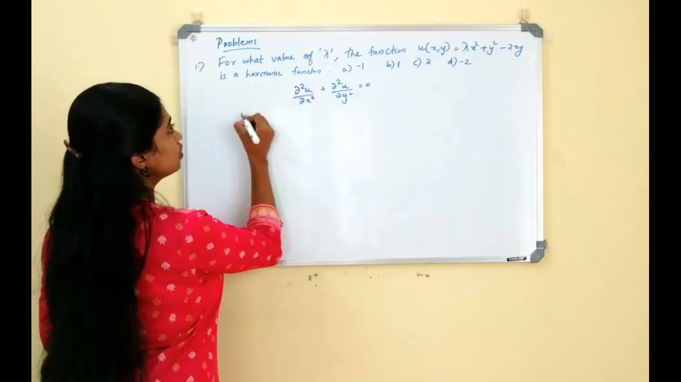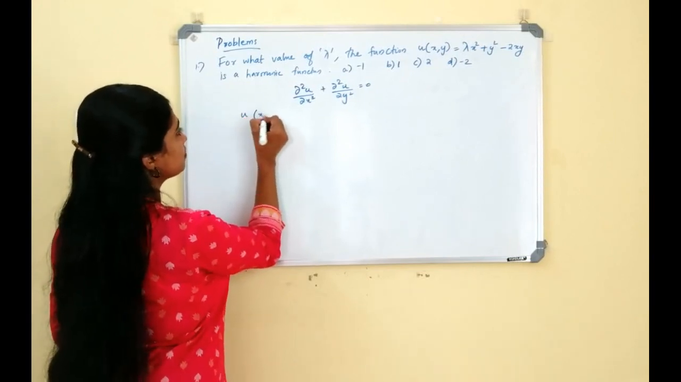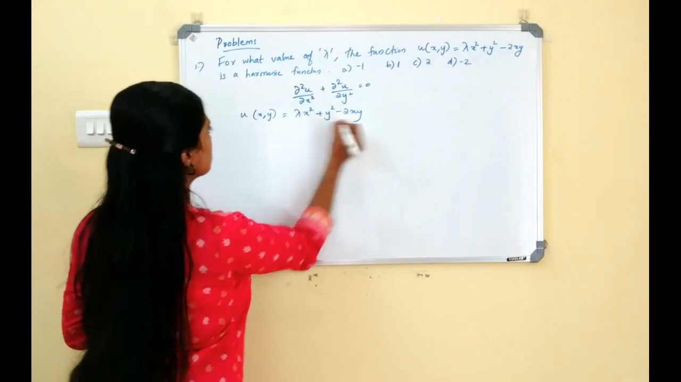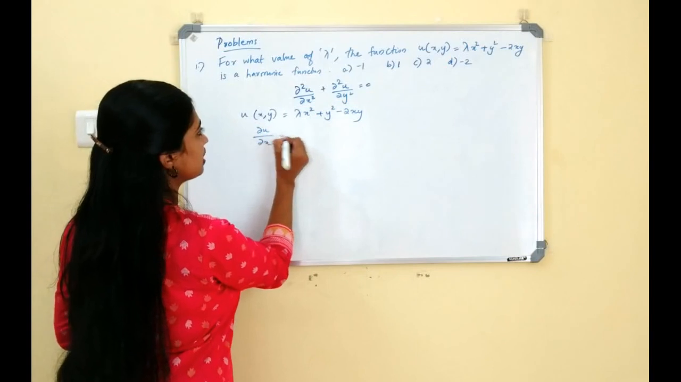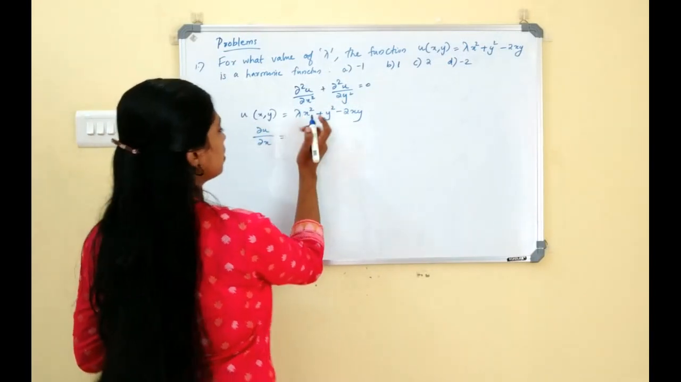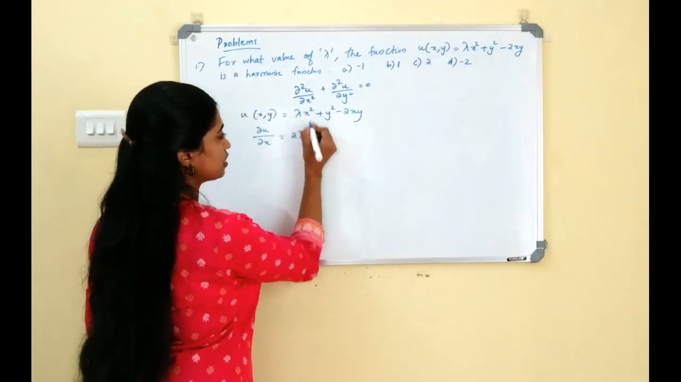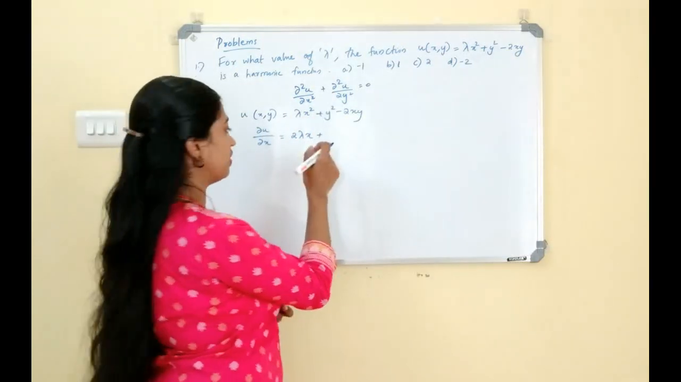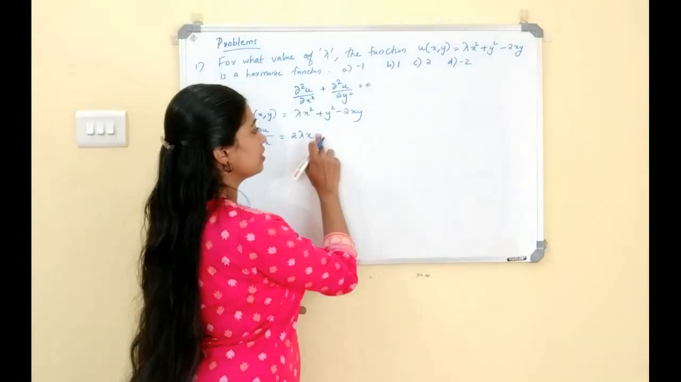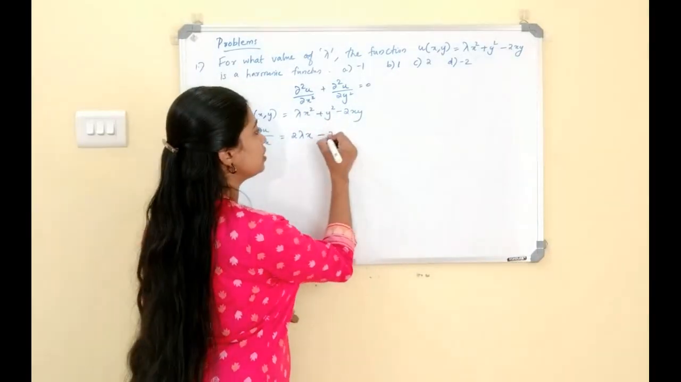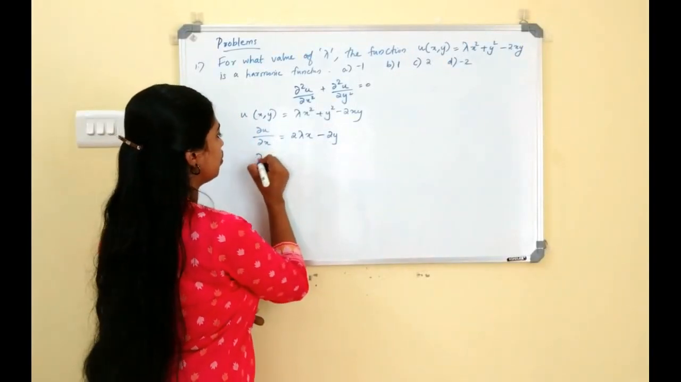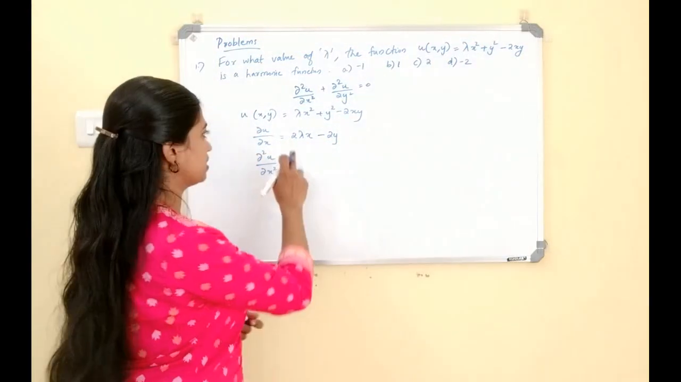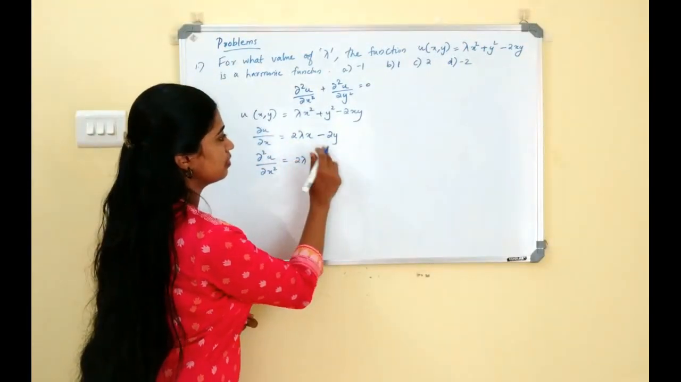u of x y is equal to lambda x square plus y square minus 2xy. So ∂u/∂x, differentiating this partially with respect to x. Lambda x square is 2 lambda x plus y square is constant, so its derivative is 0 when we are differentiating partially with respect to x. Here minus 2xy is minus 2y. ∂²u/∂x², again partially differentiating with respect to x, 2 lambda minus 2y is 0.